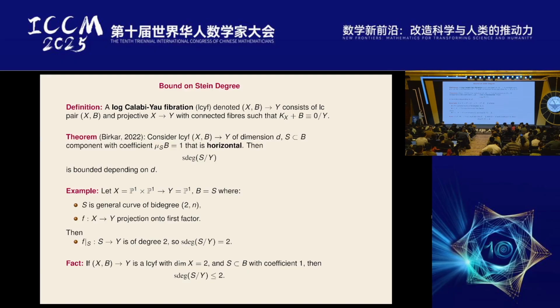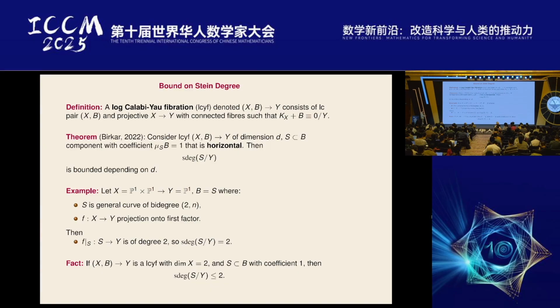In dimension 2, in the setting of that theorem, the Stein degree will be universally bounded by 2. You cannot go beyond 2. And that essentially has to do with the fact that if something non-trivial happens, it is because you have a P1 bundle. And if you have a horizontal divisor on a P1 bundle with this numerical condition, then the intersection of this horizontal component with the fibers cannot be more than 2. And that's because the canonical bundle of P1 has degree -2. So that's why you cannot go beyond 2.